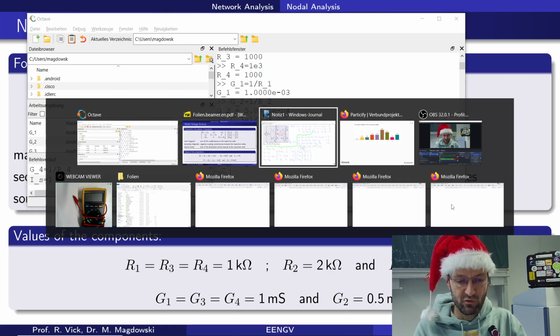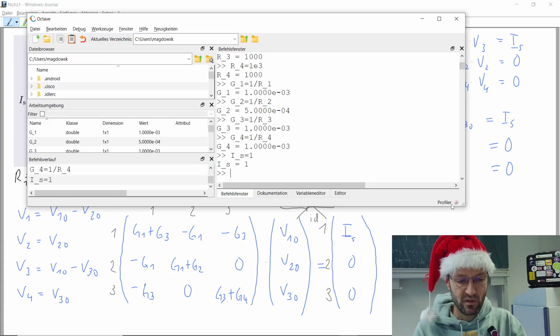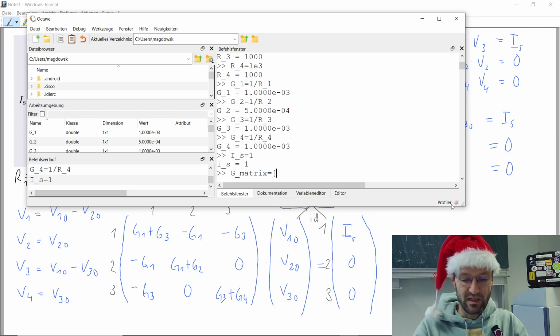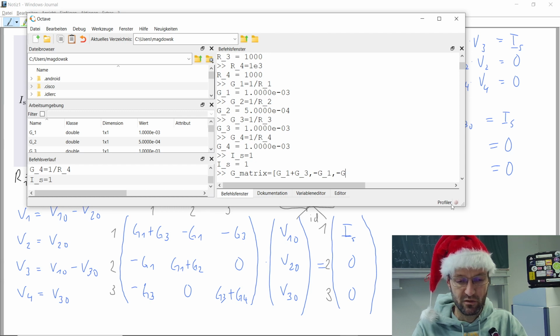So now I can go back to my matrix here. And now I need to insert this matrix. So I will call this G matrix. And matrices can be inserted inside these square brackets. And we can just write the elements. So this would be the first element. Comma is the element separator. This would be the second element. This would be the third element. And if I want to have a new row, I need to use a semicolon.